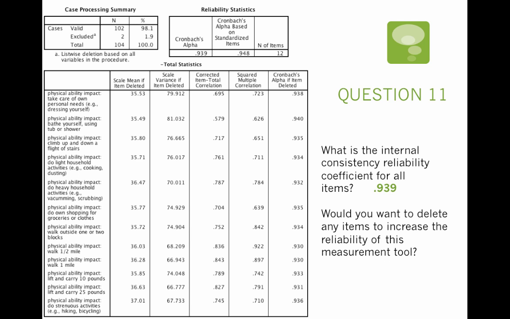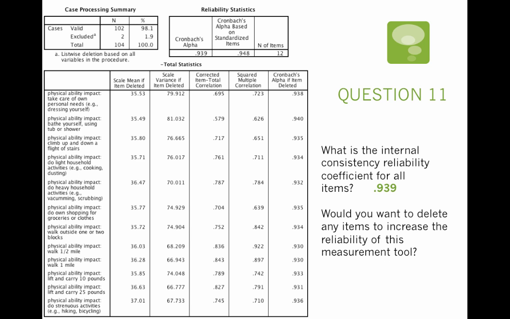If we delete any of these items, the Cronbach's alpha will change to that respective coefficient. So if we look at the first one, taking care of one's personal needs. If we deleted that item, Cronbach's alpha would change to 0.938. Does that mean that our reliability from 0.939 to 0.938 got better or worse? It means it got worse. Because remember, we want our reliability coefficients to be positive and as close to +1 as possible.